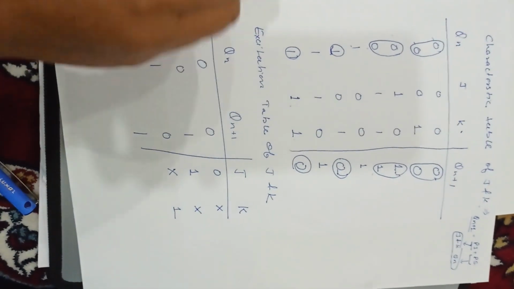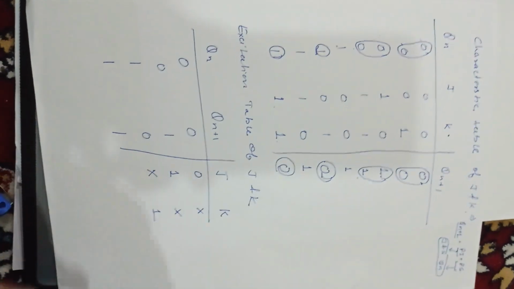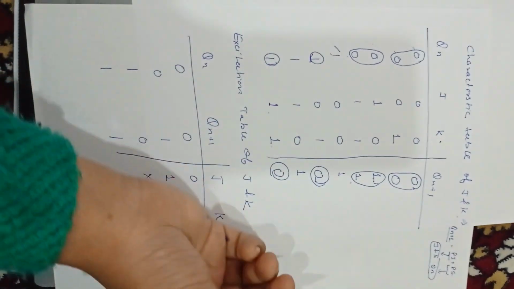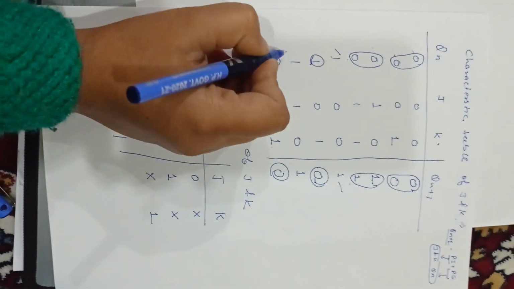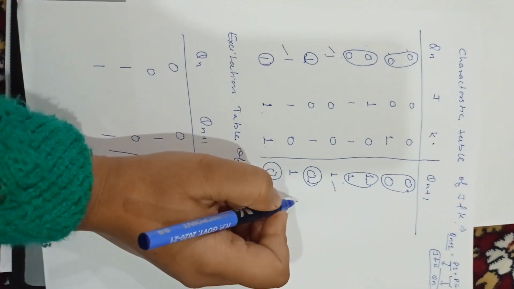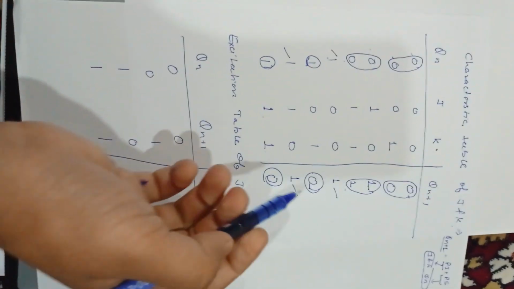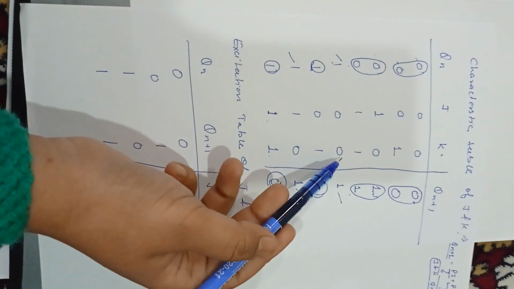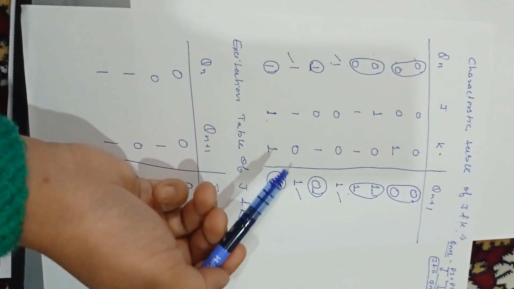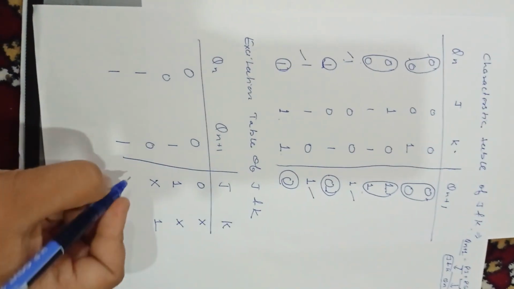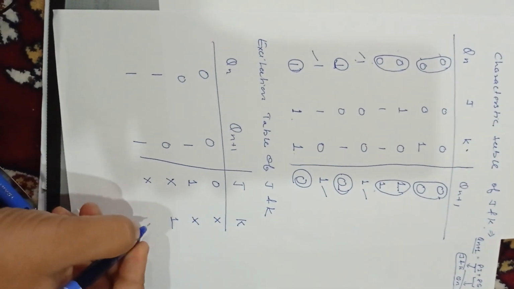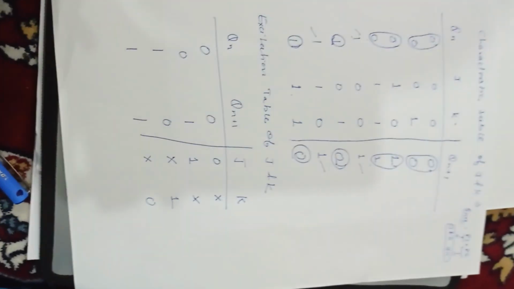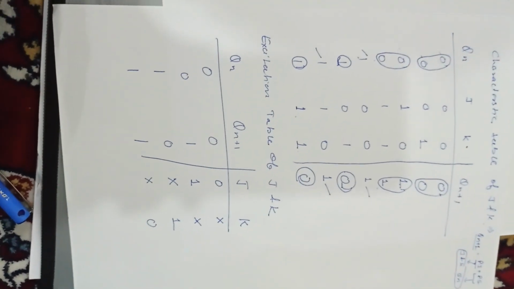And the last case you can see that your qn and qn plus 1 are 1 1. Here qn is 1 and qn plus 1 is 1. In this case you can see that your k is the same, that is 0 0, but your j is changing from 0 to 1. So for the j, this one is your don't care, and for the k, this one is your 0. So this one is the excitation table of your j and k, that is derived from your characteristic table.